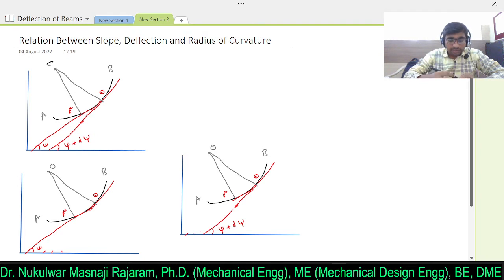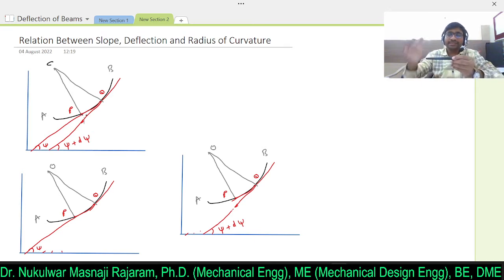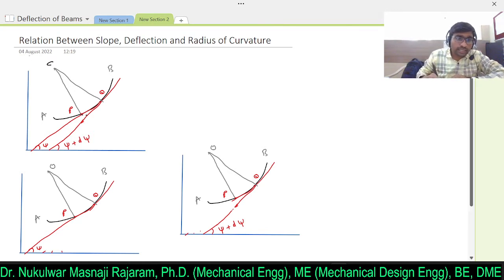So in the last video we saw the deflection and slope of the beam when a point load acts on the beam. Today we will see the relation between slope, deflection and radius of curvature. Clear? So for that purpose I have considered AB as one of the beams.